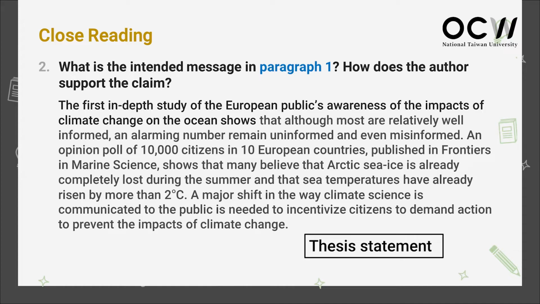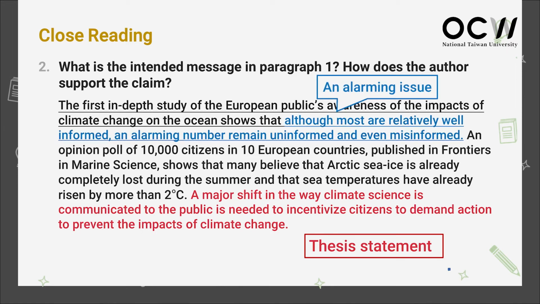Now we're going to look at what you think is the intended message that the author is trying to express in the first paragraph, and how the author has supported his claim. We can see that in the first paragraph, they talk about the topic sentence and the thesis statement of the essay. It discussed the understanding of the European public and how climate change has affected the ocean. But we can also see that in the latter half of the first sentence, a lot of people are still misinformed or do not understand this topic. Hence, this text proposes that you need to change the way of communication, and thus you will attract people to make the right decisions and take the correct actions.